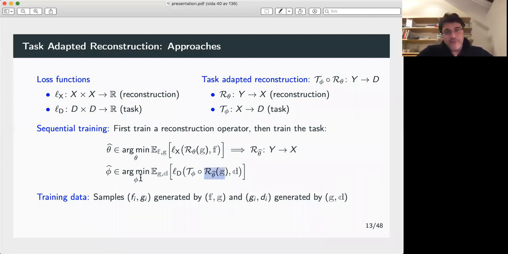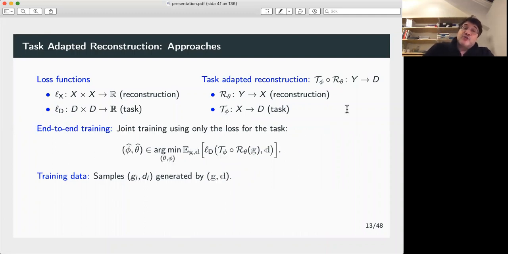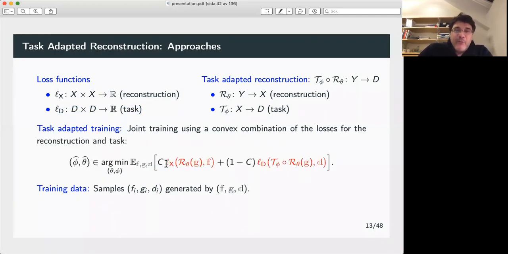That's a sequential pipeline. But you could also do what we call end-to-end. You could do the composition here. These are two Bayes estimators, one for the task and one for reconstruction. And then you do the joint training while minimizing the loss for the task, which makes sense, right? Ultimately, you're interested in the task at the end of the day. Or you can do a convex combination where you mix the loss functions for the reconstruction with the loss function for the task, and you do the joint training. And this is what we call task-adapted reconstruction or task-adapted training.